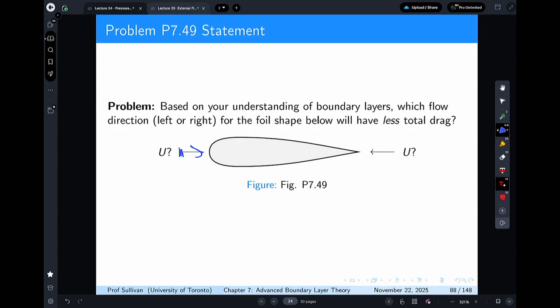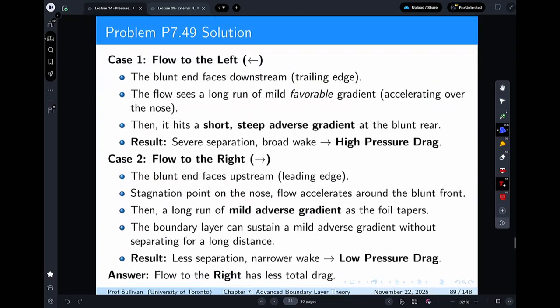One, I'm just going to look at airfoils. And you already know the answer to this question, but we go through it just to sort of convince you of that. Based on your understanding of boundary layers, which flow direction, left or right for the foil shape, will have the less total drag? A typical airfoil is going left to right. Here they're doing a reverse, with flow from right to left, and they're asking you to define what happens in the two cases.